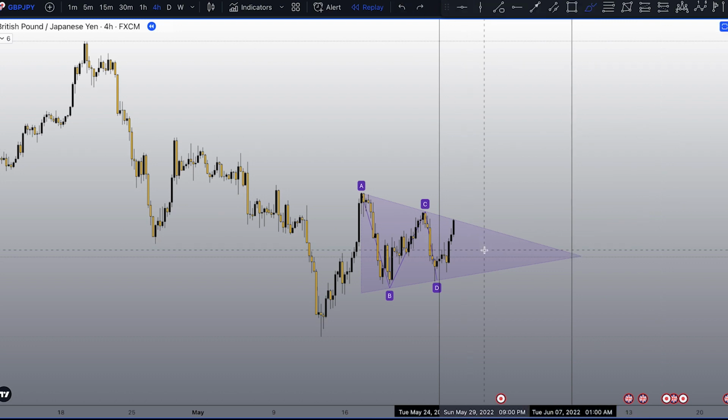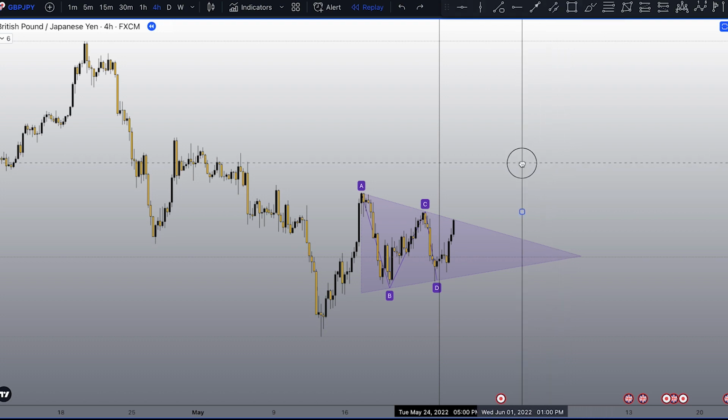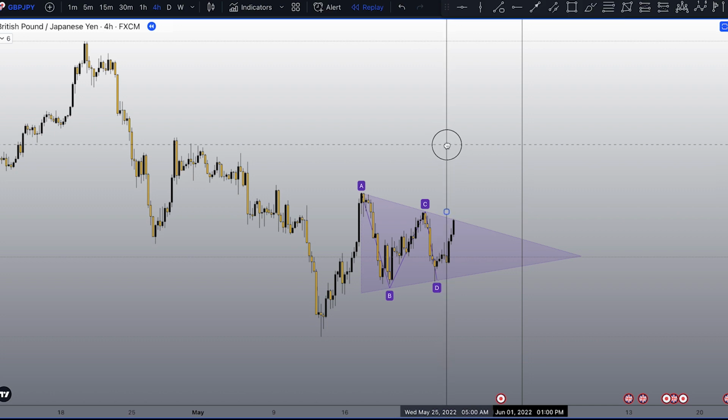So what you really want is you want price to break out prior to getting to the apex. We really like between 50 and 75%, okay, of the pattern. So once price gets beyond like halfway of the triangle, and before it's at 75 to 80% of the triangle, now we should be looking for a breakout.